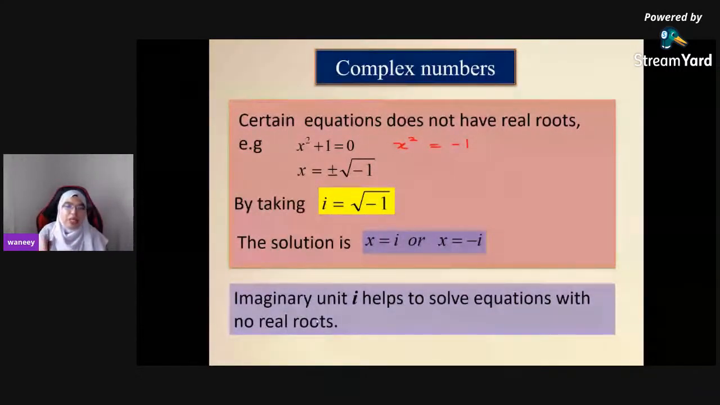So if we don't have any real root, then we can use i to find some of the roots for them. Sebab bila kita jawab soalan, mesti kena ada jawapan. So apa jawapan dia? Contohnya macam ni lah. I, imaginary number. Bahasa Melayu apa tak tahu.